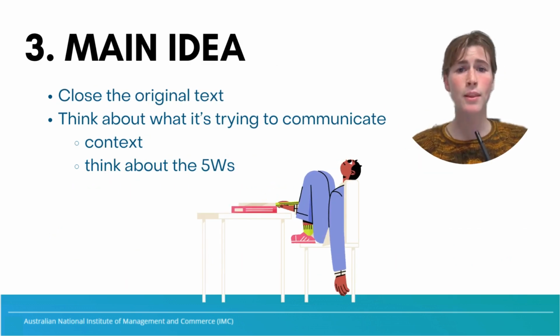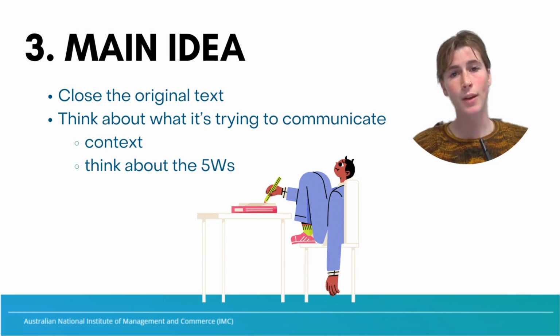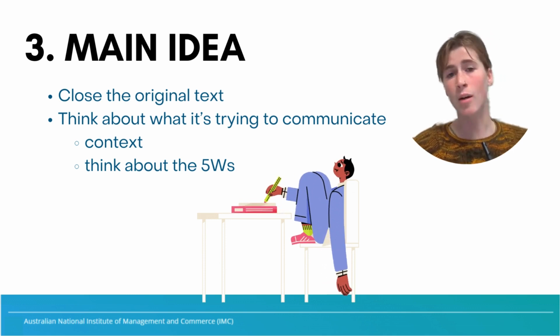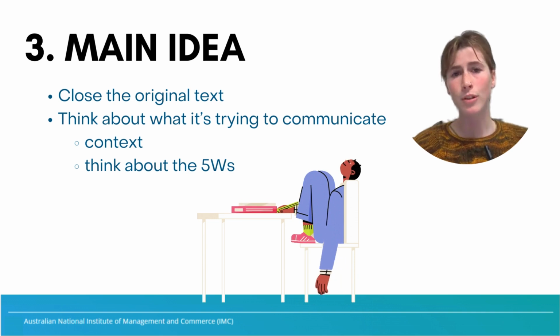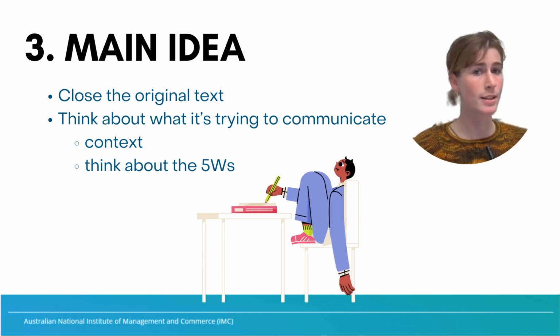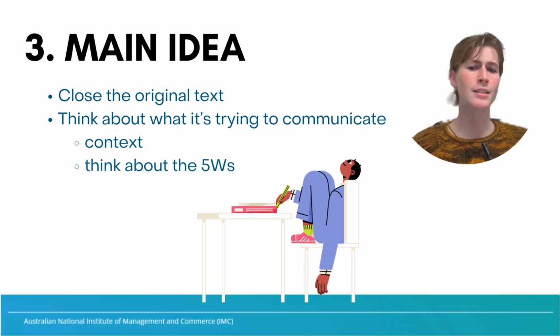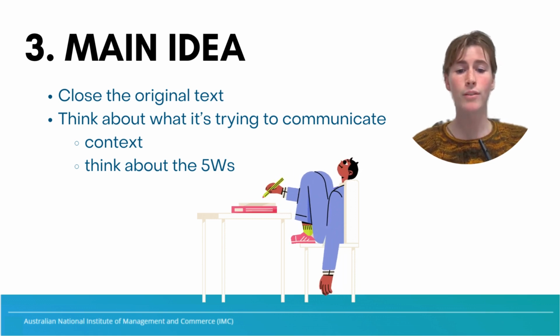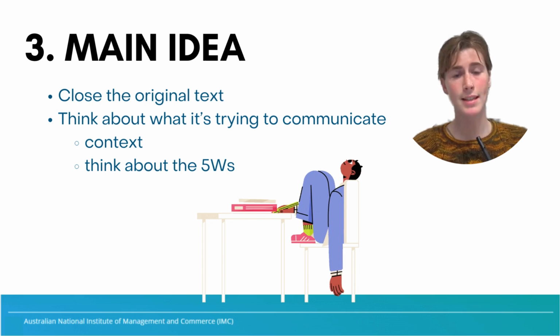Now let's think about what the text was trying to say. We can use the 5 W's, who, what, when, where, and why, to help us. For example, who wrote this text? When did they write it? Why did they write it? Who do they want to read it? These are all important for helping us keep the original message the same.